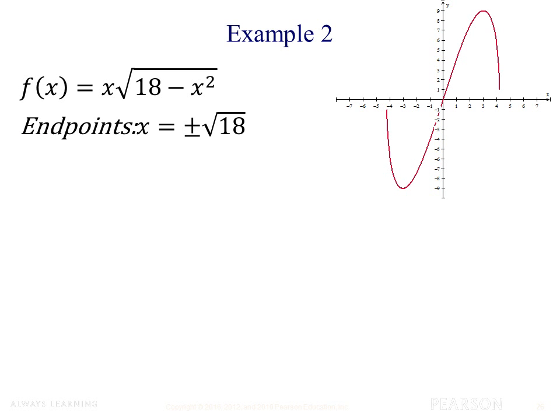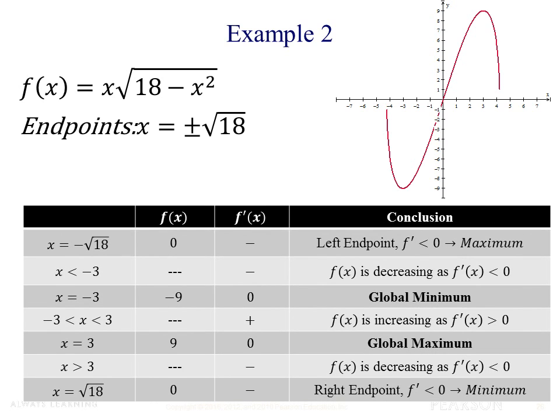Going back to our example with the 2 endpoints, the left endpoint at negative square root of 18 is classified as a maximum since the derivative is less than 0, is negative. The right endpoint, occurring at the square root of 18, is classified as a minimum since the derivative is also negative at that point.